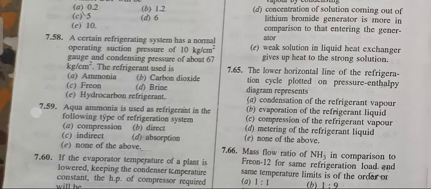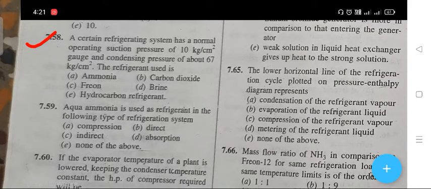The next question is, a certain refrigeration system has a normal operating suction pressure of 10 kg per centimeter square gauge and condensing pressure of about 67 kg per centimeter square. The refrigerant used is. The right answer is B, that is your carbon dioxide. Next question, aqua ammonia is used as a refrigerant in the following type of refrigeration system. The right answer is D, that is absorption.